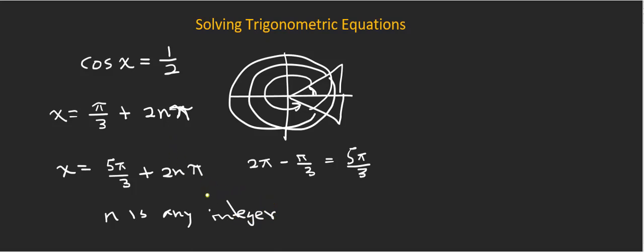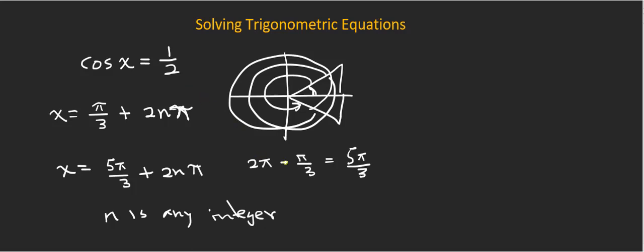So this is what I mean. If n is 0, then this whole thing becomes 0. So your solution is pi over 3. What if n is 1? If n is 1, this becomes 2 pi. So you get 2 pi plus pi over 3. If n is negative 1, this will become pi over 3 plus negative 2 pi, and so forth. So basically, you have an infinite number of solutions for these problems.